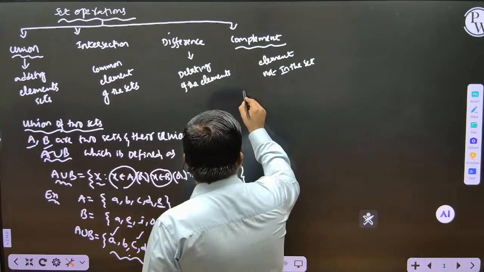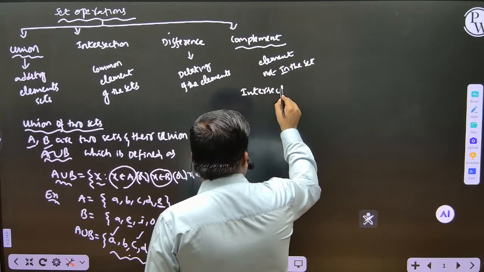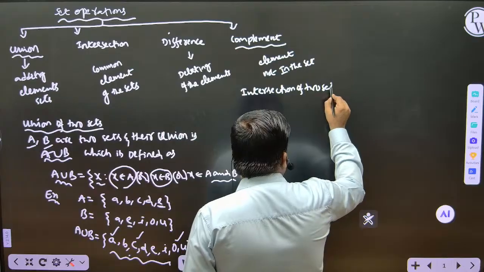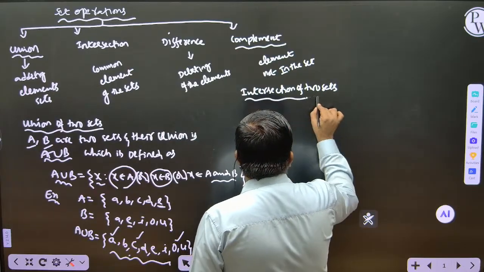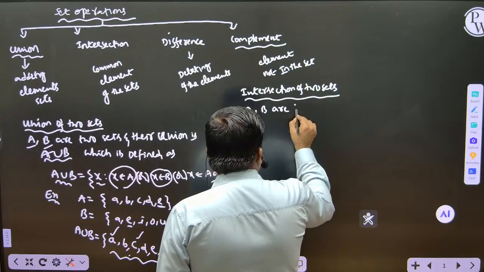Next, intersection of two sets. A, B are two sets.